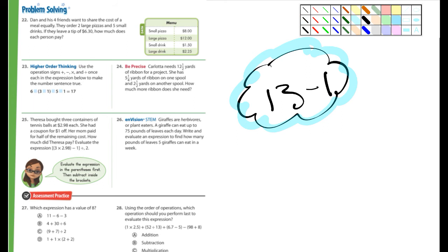24. It says Carlotta needs 12.5 yards of ribbon for a project. She has 5.5 yards of ribbon on one spool and 2.5 yards on another. So she has 5.5, 2.5. It says, how much more ribbon does she need? Well, you're just going to add those 2 amounts, and then you'll subtract the difference from the 12.5, because 12.5 is the total that she needs.